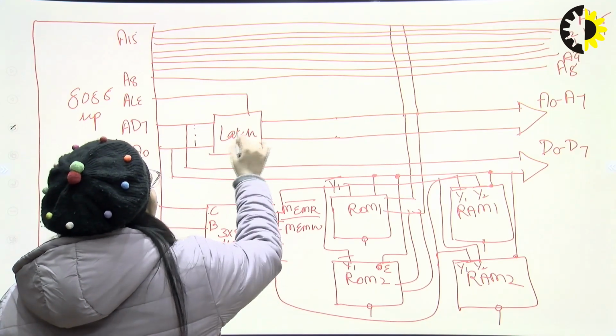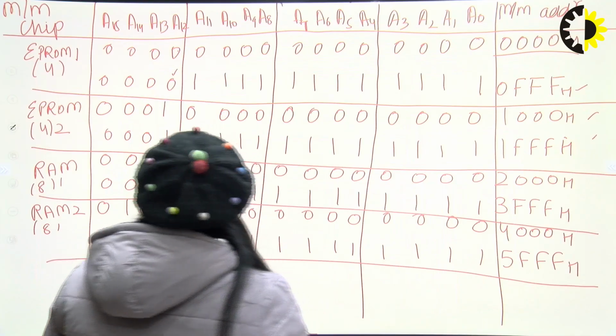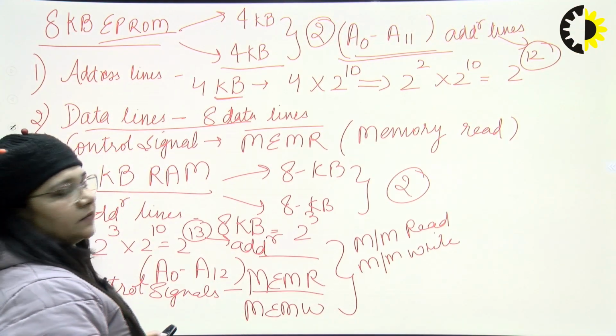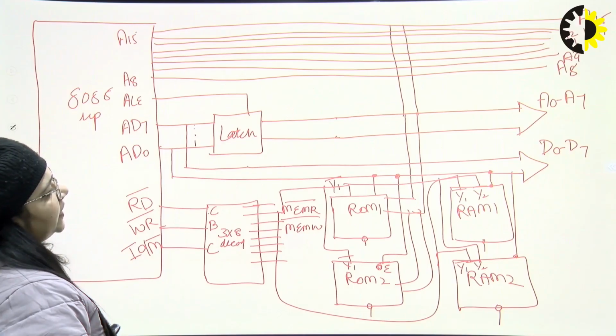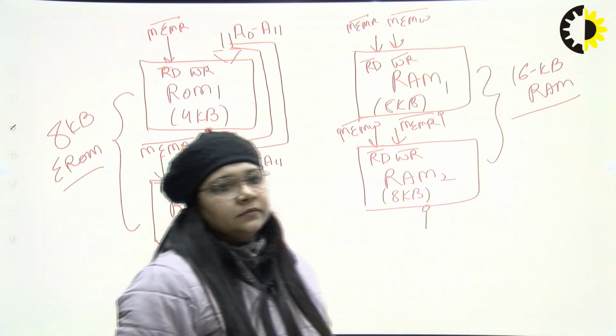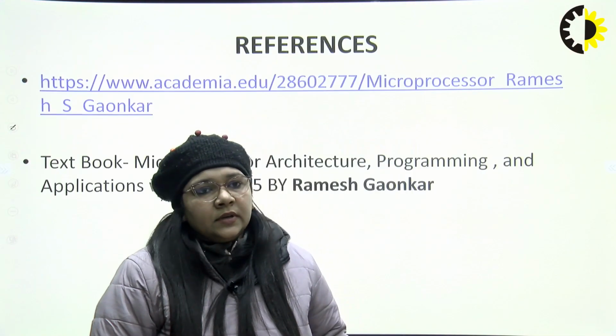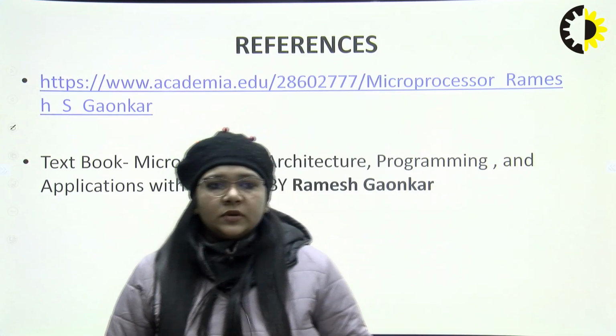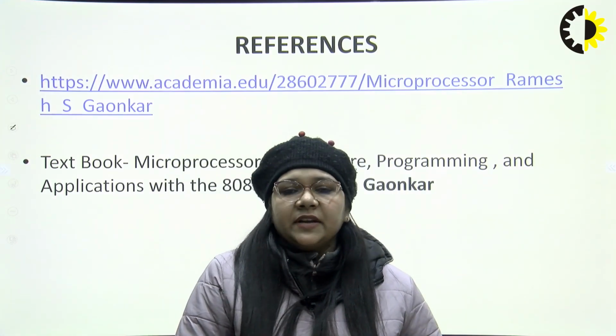And these are the basic steps which we have covered. This is the memory mapping and the final diagram here. These are the references, and the book is Ramesh Gaonkar, which we have followed as our text. It is our textbook. And, yeah, thank you.